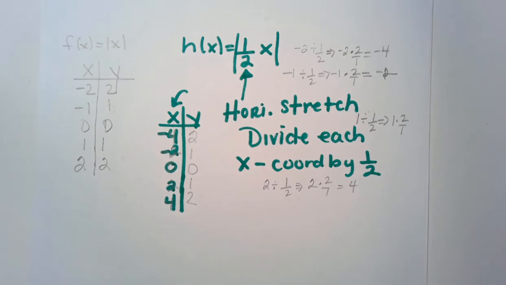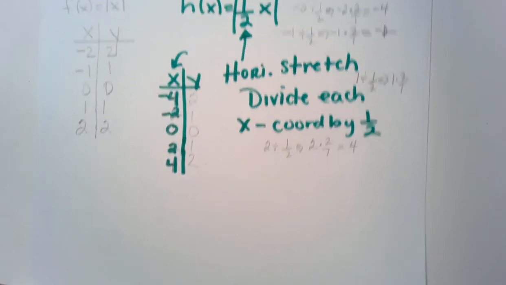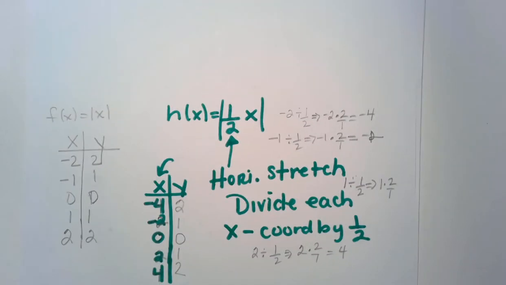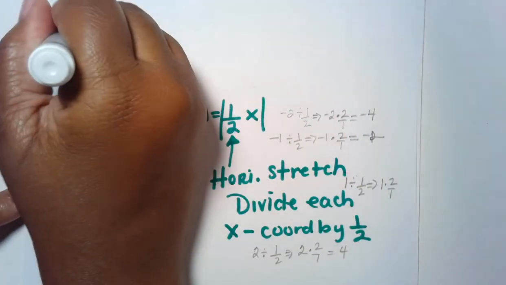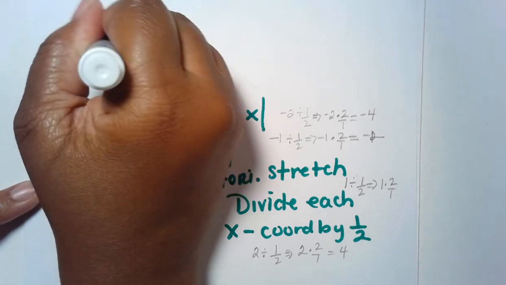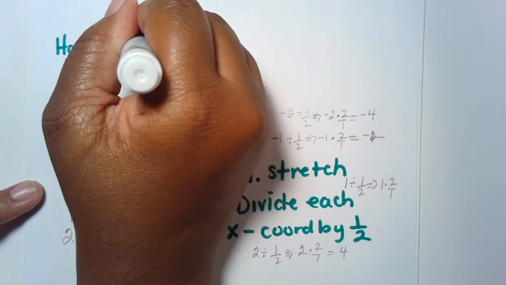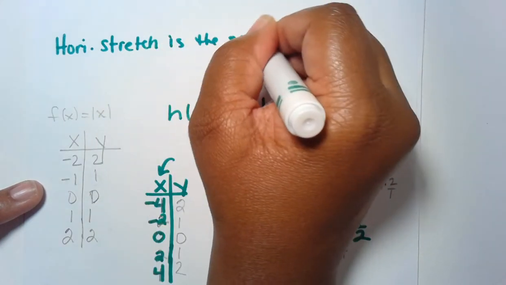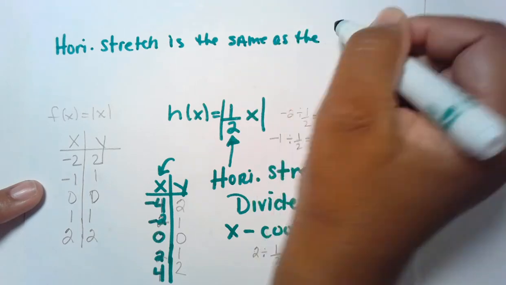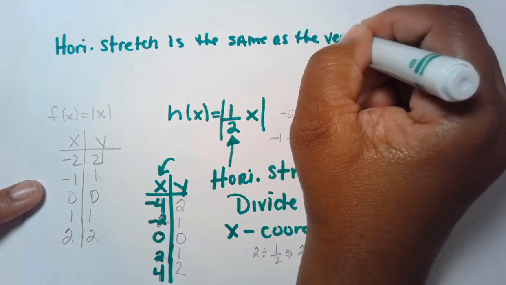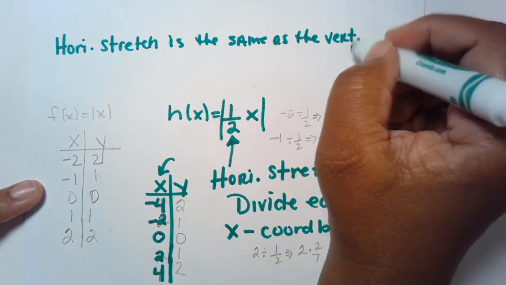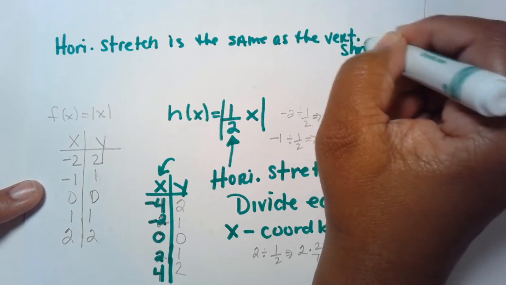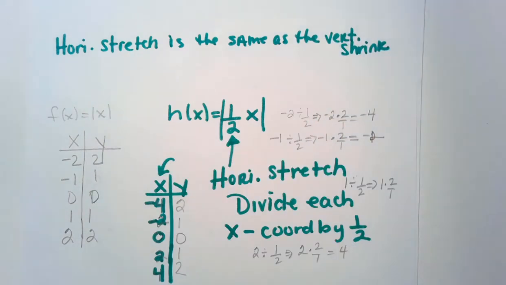Okay. So we can say that the horizontal stretch is the same as the vertical shrink. It's not as far as if you found the ordered pairs.